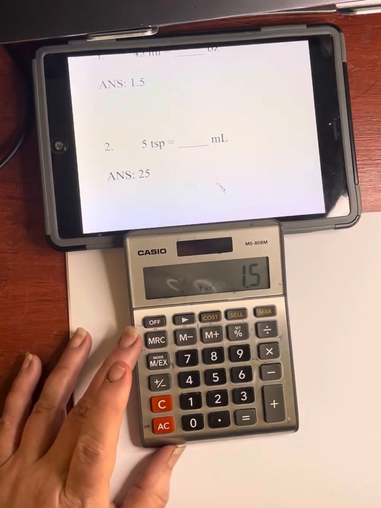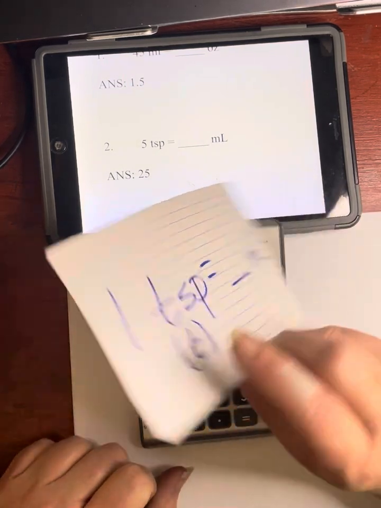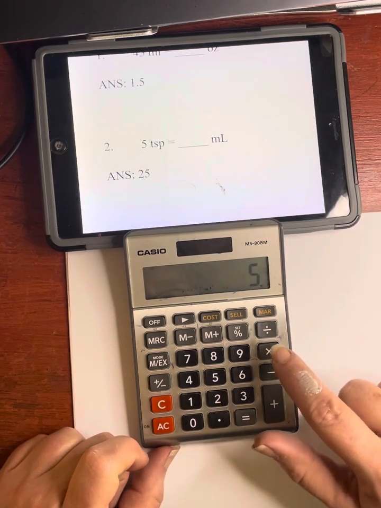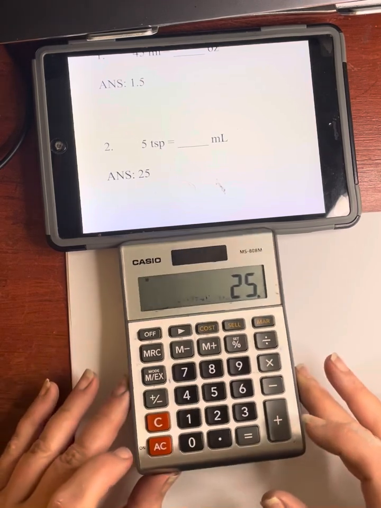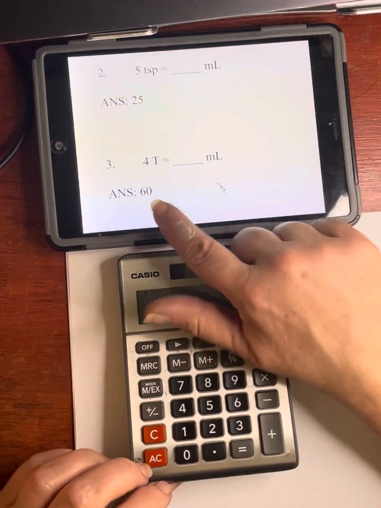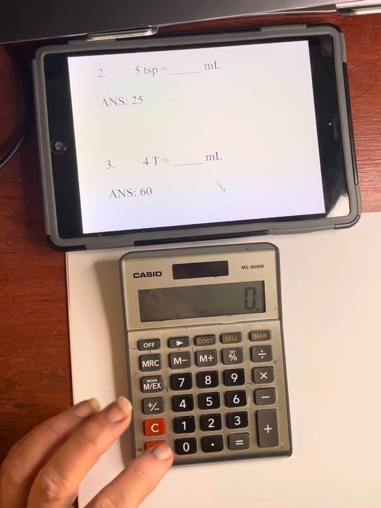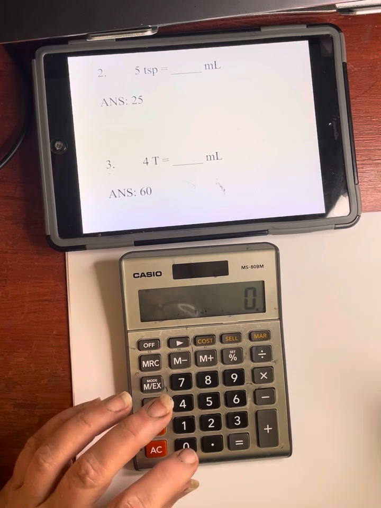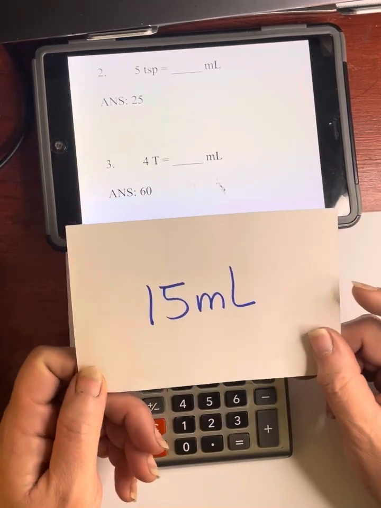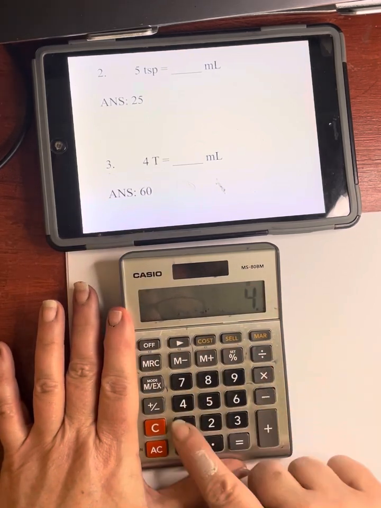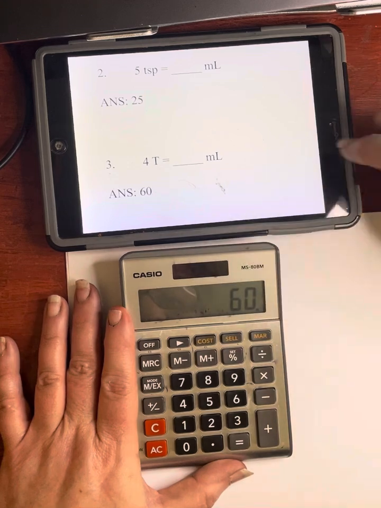If you have 5 teaspoons, how many milliliters is that? Well, you know 1 teaspoon is 5 milliliters. So we would do 5 teaspoons times 5 milliliters, and that would be 25. Okay, 4 tablespoons is how many milliliters? You remember how many's in a tablespoon? 15 milliliters. And so if we have 4 tablespoons, we can do 4 times 15 and know that there's 60 milliliters.